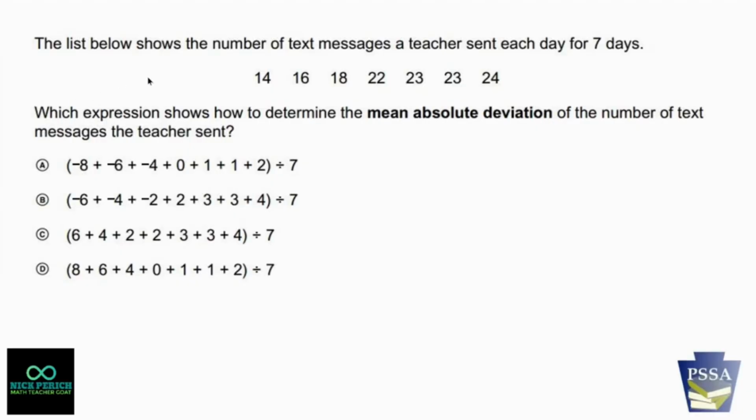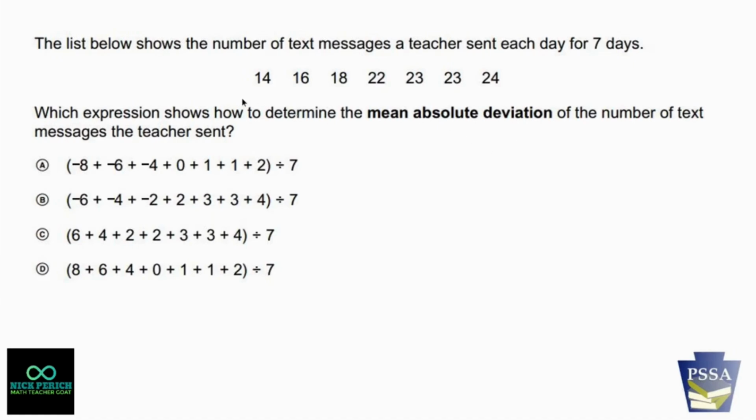The list below shows the number of text messages a teacher sent each day for 7 days. You have 14, 16, 18, 22, 23, 23, 24. Which expression shows how to determine the mean absolute deviation of the number of text messages the teacher sent? Now, mean absolute deviation is terrible.